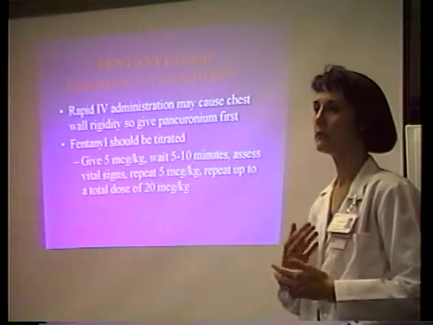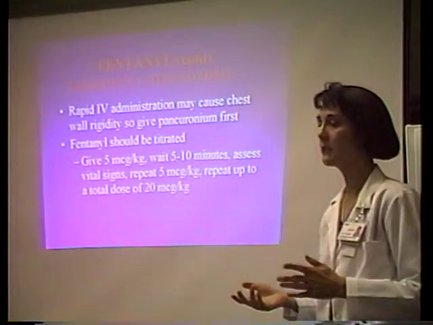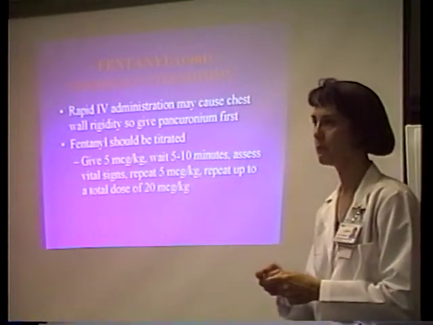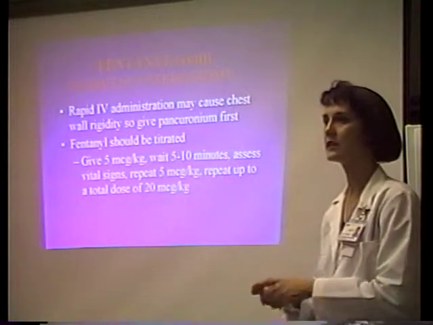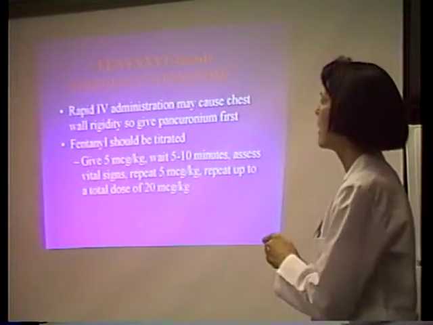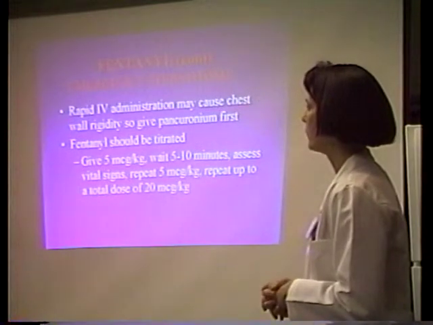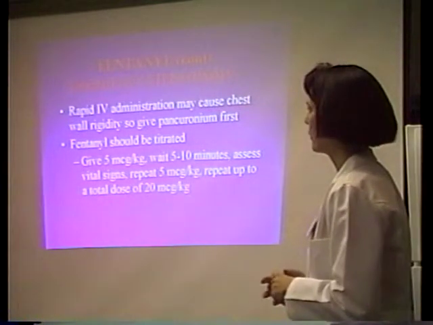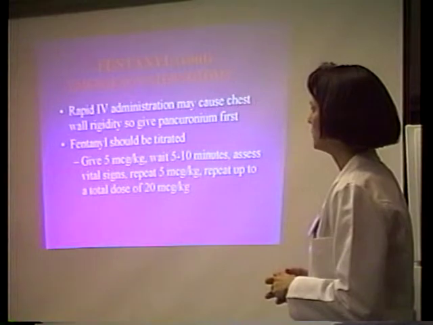So always give Pavulon before you give fentanyl. And all that means is, in the line, you give Pavulon followed by fentanyl. You don't have to wait the 3 minutes till the Pavulon works, just as long as you give the Pavulon, follow it with the fentanyl. And that's the way we do it in the operating room.